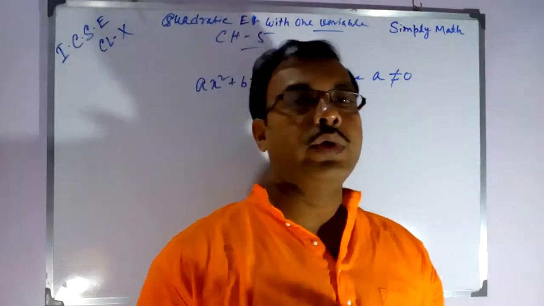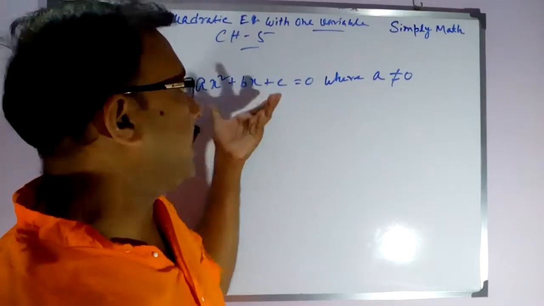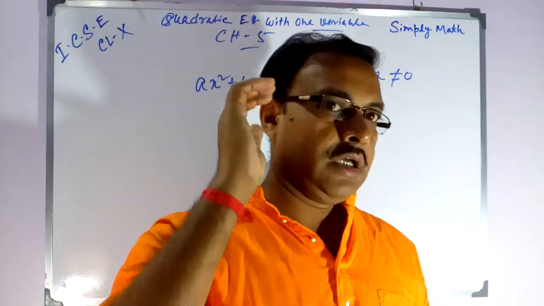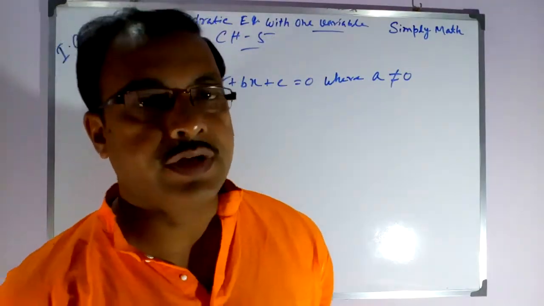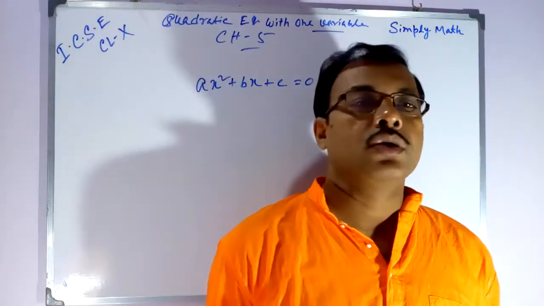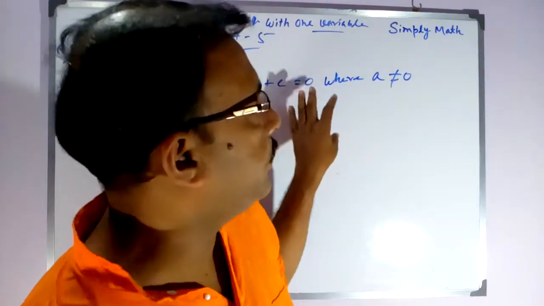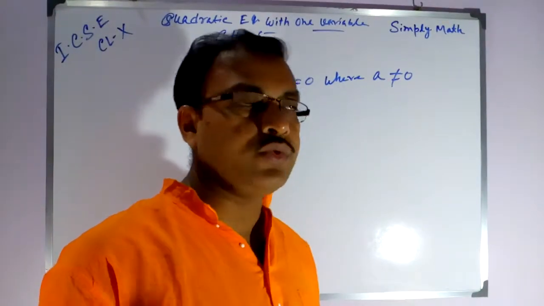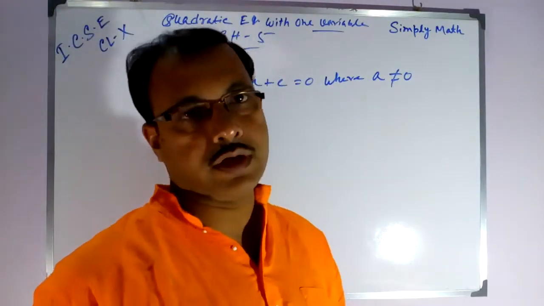So any equation which can be put in this form is called quadratic equation. This is the 5th chapter in your book in the I.C.S.E. syllabus of Algebra. So now this form is called quadratic equation, and any form of equation, if we can reduce it to this form, is called quadratic equation.